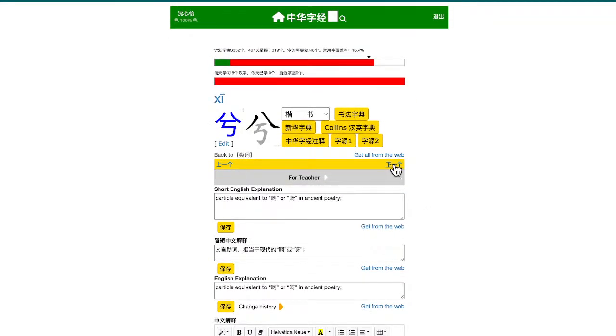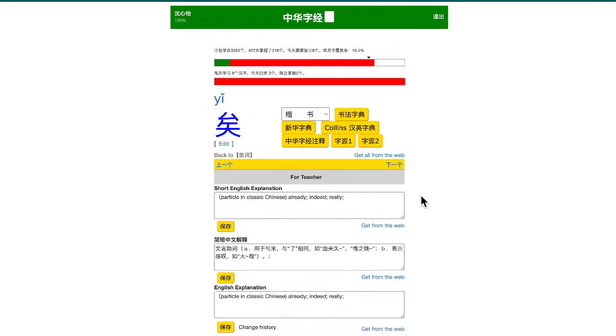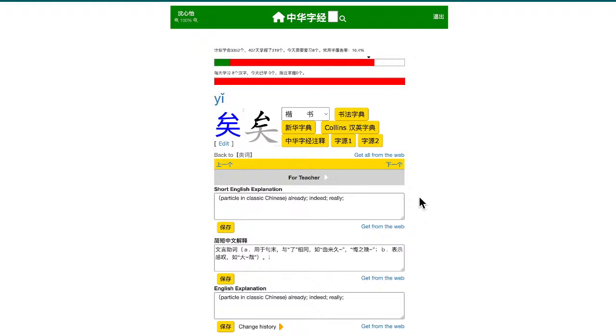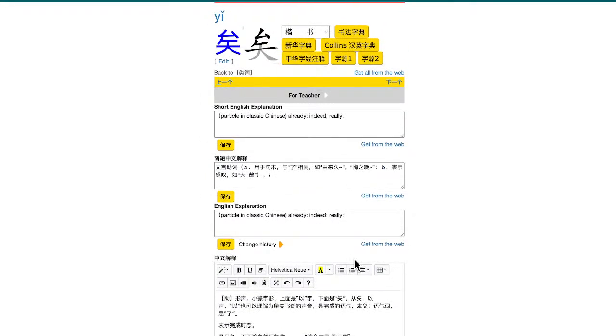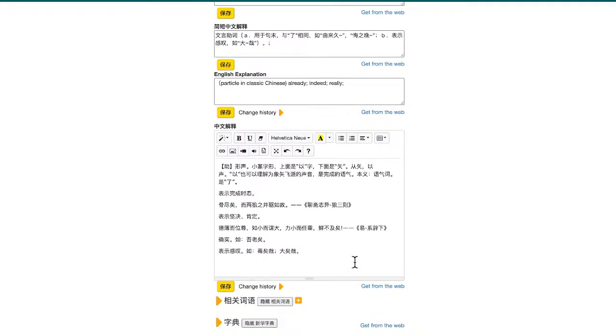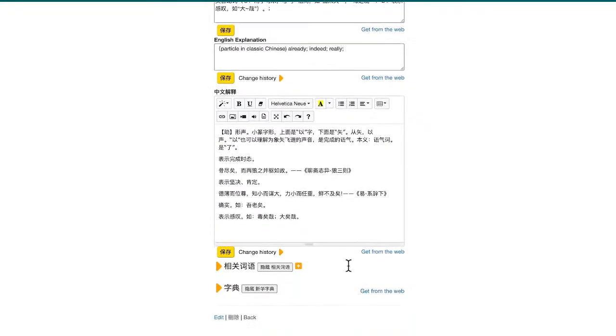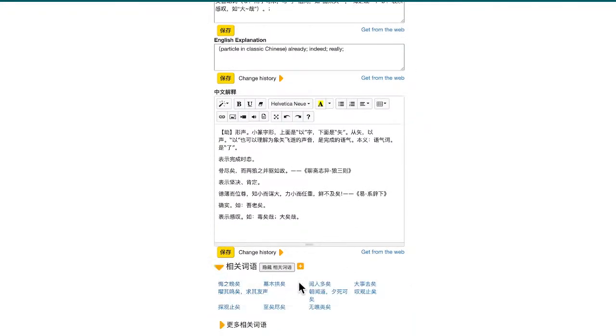So xi is only used in classic Chinese. Okay, yi is also a particle in classic Chinese. So that means already, indeed, or really. 由来久矣，悔之晚矣。Okay, so it means already, indeed, really, that kind of meaning. So it's used in classic Chinese, not in modern Chinese.